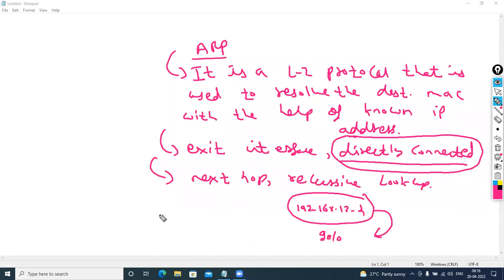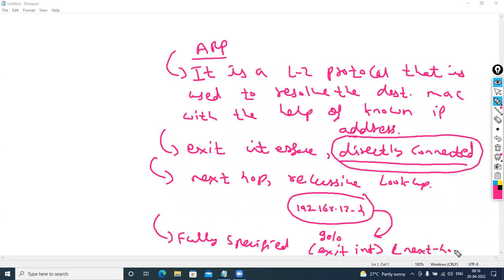What about fully specified? We're mentioning both the exit interface and the next hop. So whenever any router wants to reach the destination network, it will not do any recursive lookup, because it knows where to exit from and what the next hop is as well. Clear? Okay.